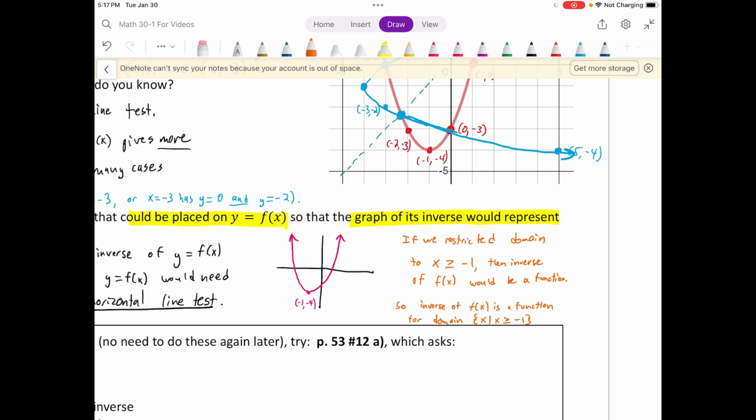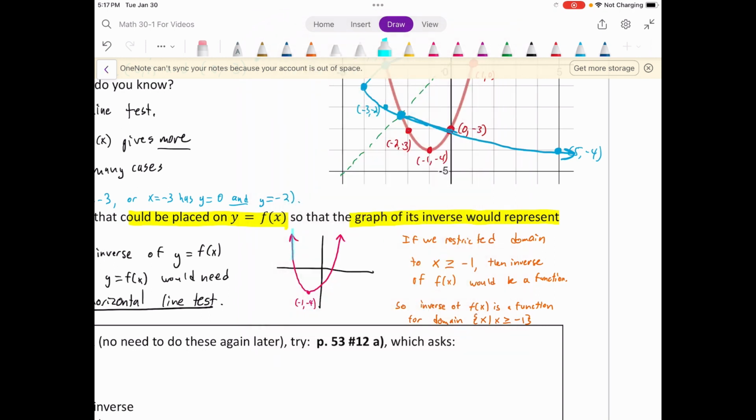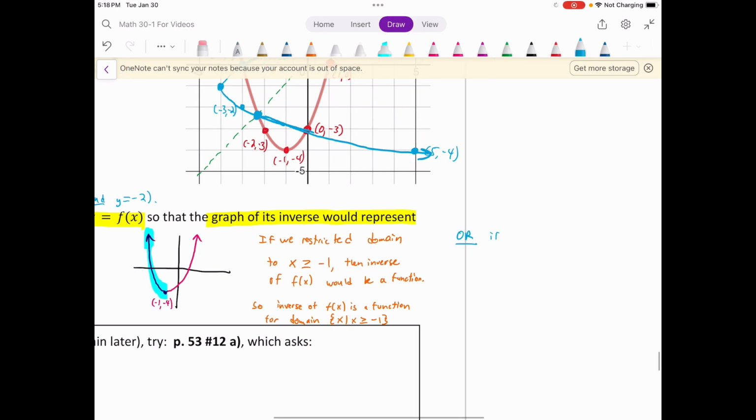Do you see another thing we could do? Right? What about this half? What would be my restriction that would give me that, right? That would also pass a horizontal line test. This is my original function. I can tell that the inverse just for that half of it could be a function, right? So thinking of that then, right? Or, and very important, or, not and, okay? Or if x is less than or equal to -1. Okay, that's another restriction that we could use.